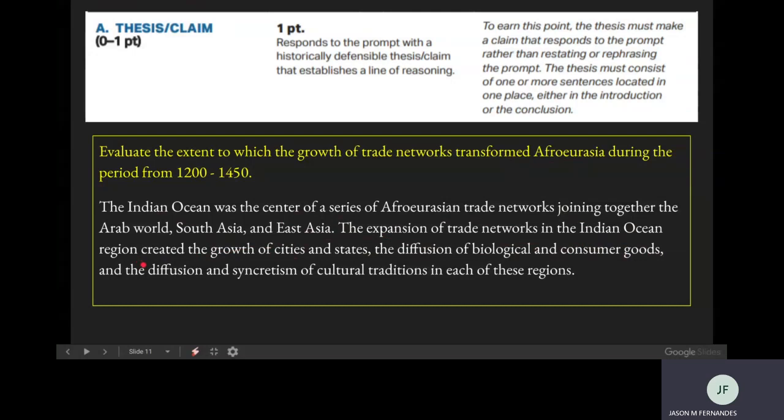And then the last part of the thesis, you also have diffusion and syncretism of cultural traditions in each of these regions. For this time period, 1200 to 1450, what I'll focus on today is primarily the diffusion and syncretism of Islam, because its expansion is just really extraordinary during this period.